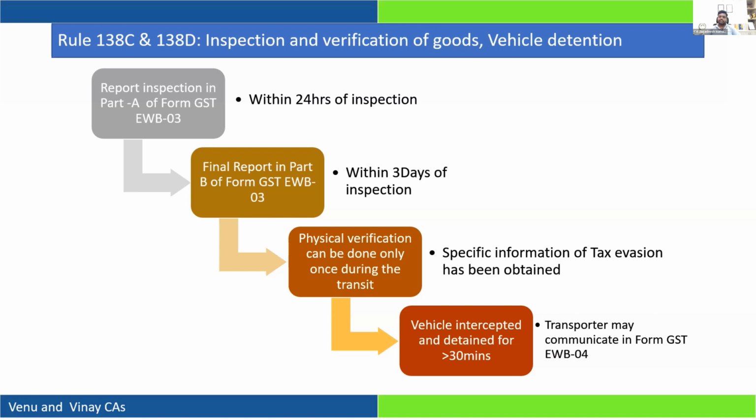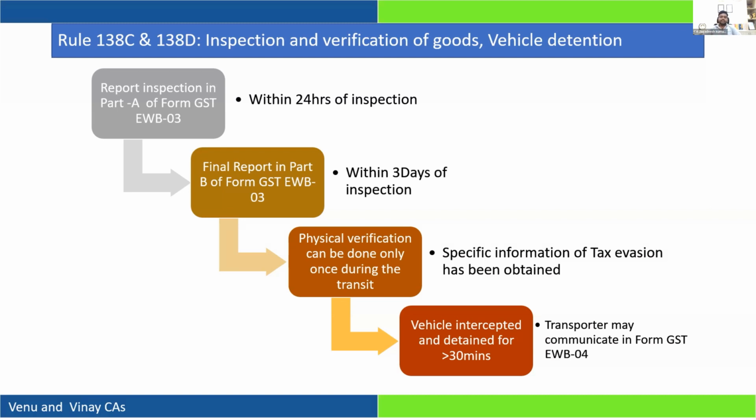Once the physical verification is done, it cannot be done again within the same state unless there is specific information of tax evasion. There should be concrete evidence that there is tax evasion. Only in that case can the physical verification be done again. Otherwise, physical verification can be done only once in the state.